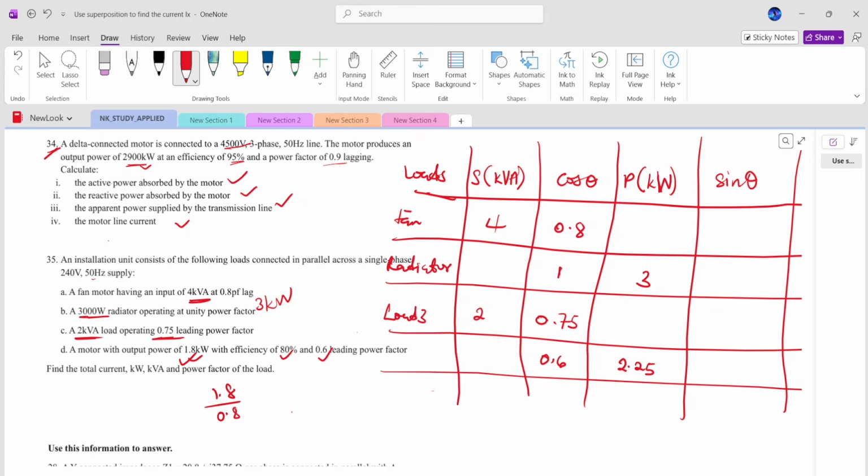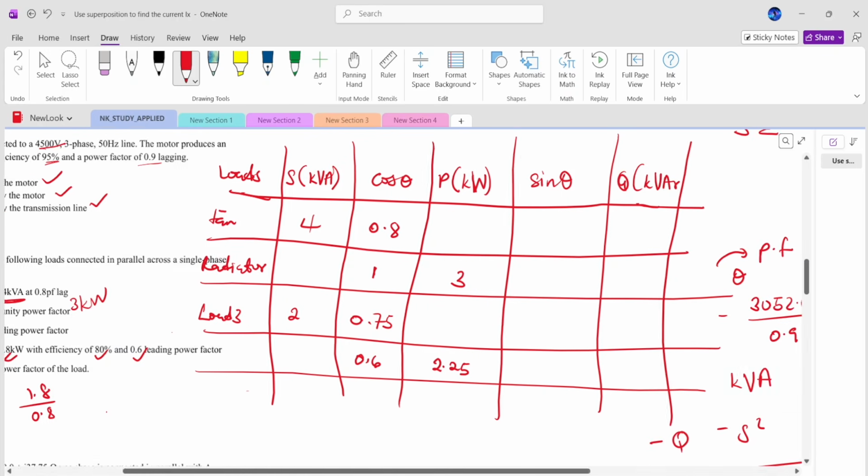Good. Now to the leading and lagging. Sometimes you can be given a question where they are all lagging. Sometimes you can be given a question that has a mixture of leading and lagging. Sometimes you are given just all leading and maybe a unity power factor. This is what you should know, and this is where it gets critical. Some people get confused here. If it's lagging, your Q value is going to be positive. If it's a leading power factor, your Q value is going to be negative.